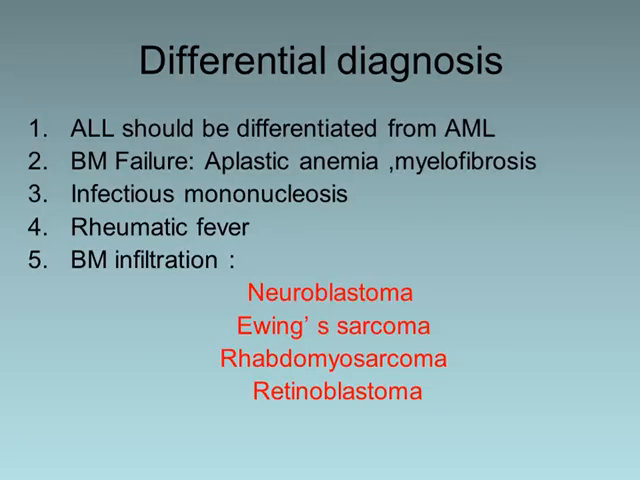Differential diagnosis: ALL should be differentiated from AML and from other causes of marrow failure, such as aplastic anemia and myelofibrosis, infectious mononucleosis, rheumatic fever in case of bone pain and joint pain, and marrow infiltration by solid tumors, including neuroblastoma, Ewing sarcoma, rhabdomyosarcoma, and retinoblastoma.